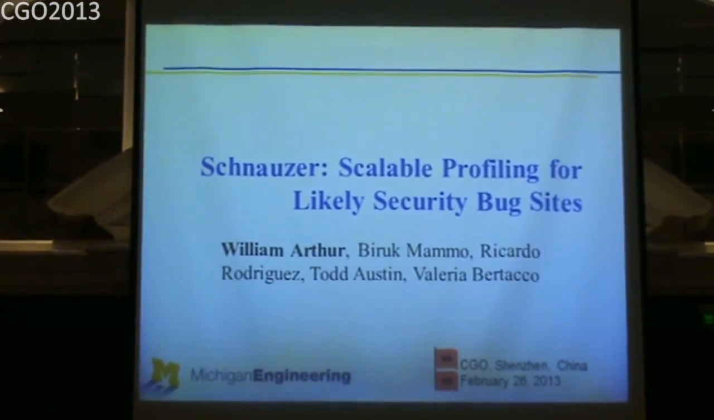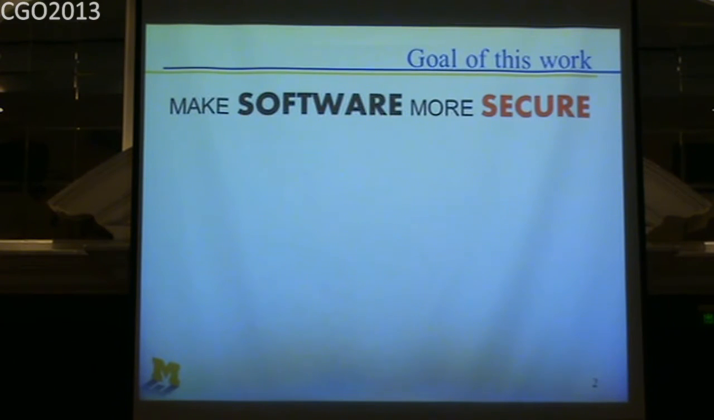Hello everybody, welcome. I will be talking about Schnauzer, scalable profiling for likely security bug sites. So let's get started. The goal of this work is to make software more secure. Now, this obviously is a goal that we share with many here, but how we're going to accomplish this goal is that we're going to leverage the knowledge of how software is developed, tested, and exploited.